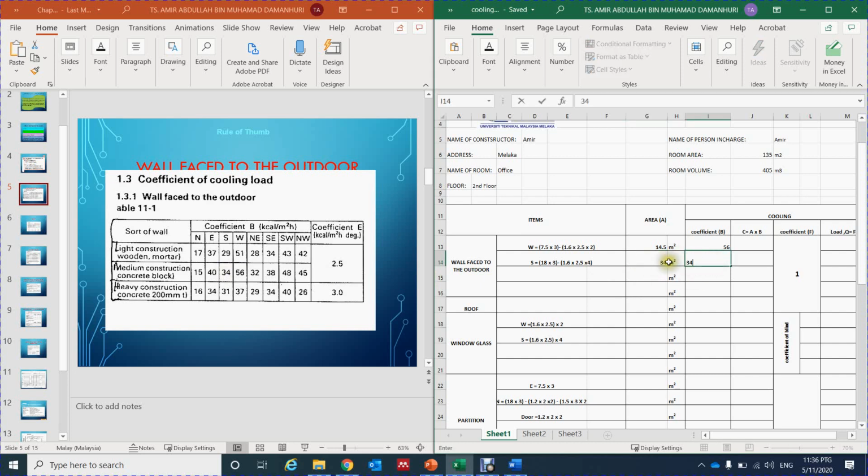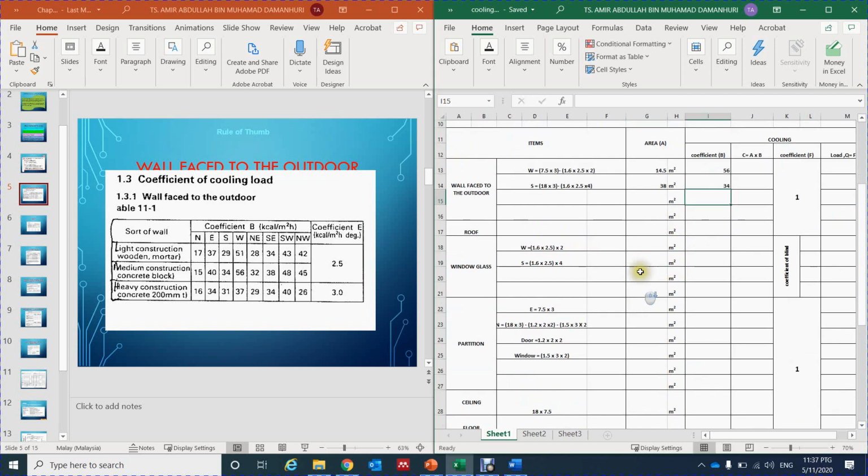34 is here, and then here will be 18 times 3 is 54, and then we have to subtract 6 times 2.5, and then we multiply by 4, then we got 16. So 54 minus 16 is 38. So the area only for that wall that faces the outdoor on the south is 38 meter square.